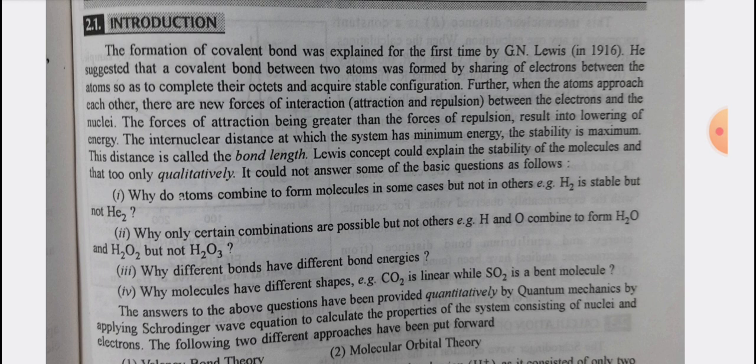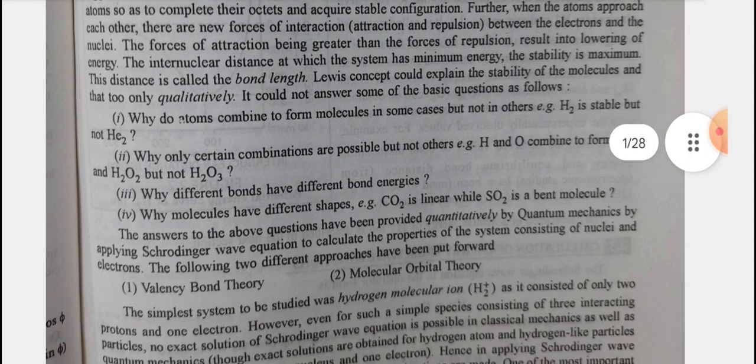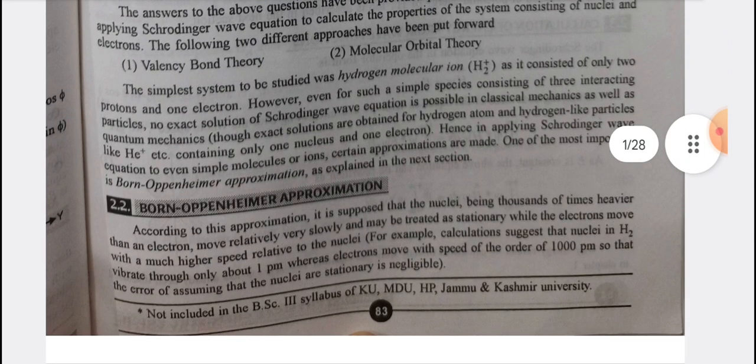Third, why different bonds have different bond energies? Fourth, why molecules have different shapes? Example, CO2 is linear while SO2 is a bent molecule. The answers to the above questions have been provided quantitatively by quantum mechanics by applying the Schrödinger wave equation to calculate the properties of the system consisting of nuclei and electrons. The following two different approaches have been put forward. First is valence bond theory, second is molecular orbital theory.